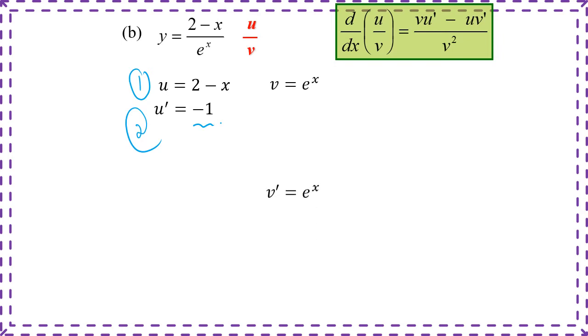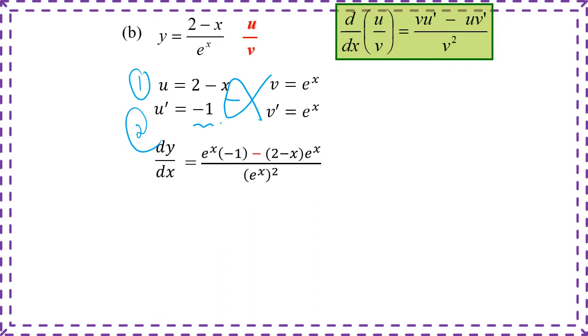Differentiate e to the power of x will be e to the power of x. And now we just have to apply the quotient rule, so vu prime minus uv prime. Okay, so v is e to the power of x, u prime is -1. And then minus u, equal to 2 minus x, multiplied by v prime, e to the power of x. And divide by v squared, which is equal to e to the power of x to the power of 2.